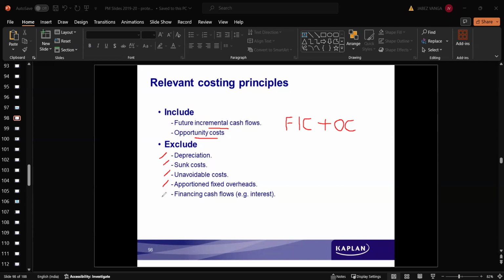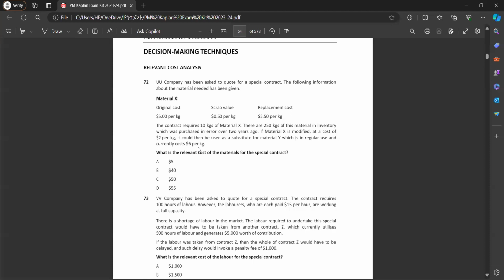Apart from that, all financing costs also should be excluded. Financing cash flows like fixed interest amount, fixed preference dividend. Those items are to be excluded. So, a simple equation. Let's remember what is relevant cost. Relevant cost is equal to future incremental cash flow plus the opportunity cost. Let's quickly look at the questions that are given in the exam kit, and answer them one by one. Let's take them up.